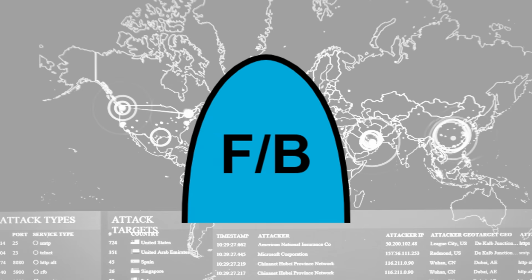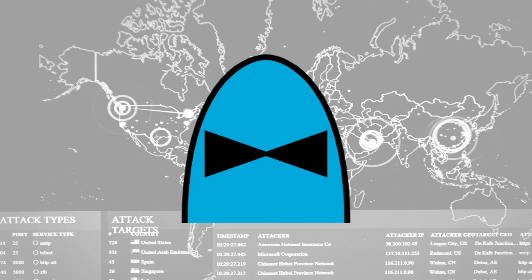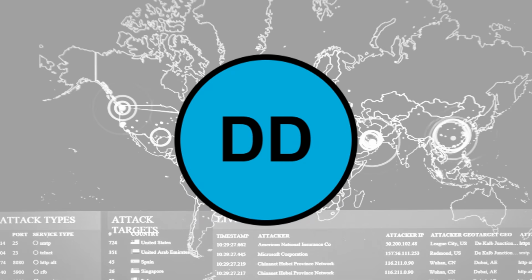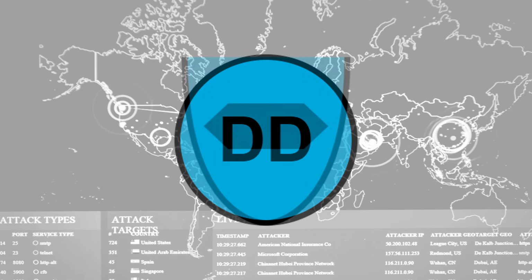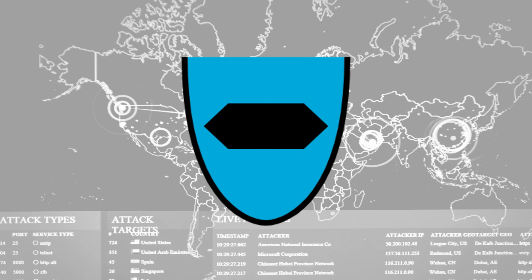Next, this is the air symbol for a fighter or a bomber. This is for rotary air units. And a full circle is a surface ship. This one is designated as a destroyer. Lastly, this is a submarine.